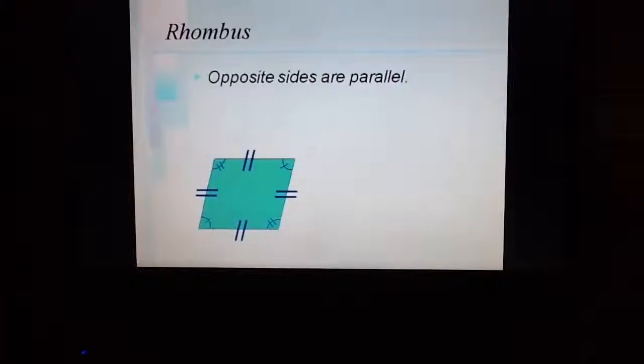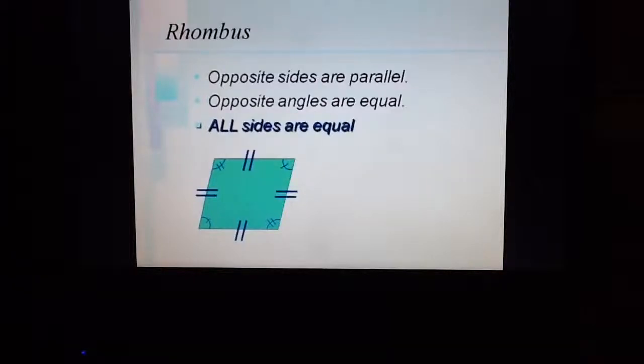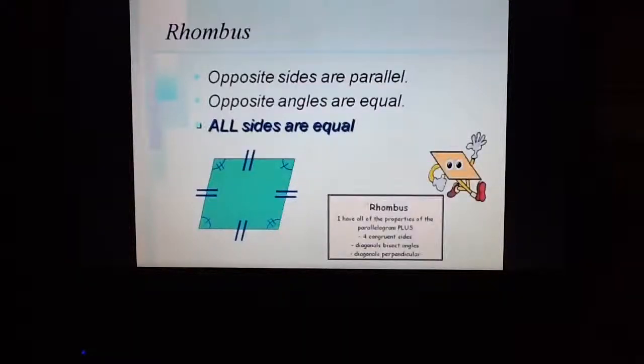The rhombus also has opposite sides that are parallel, the opposite angles are equal, and then all the sides are equal. So since it has all those other features of the parallelogram, that means it's also a parallelogram. Because if all sides are equal, that means the opposite sides are equal.